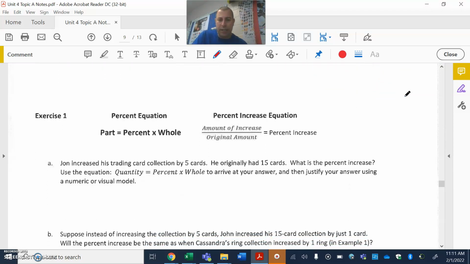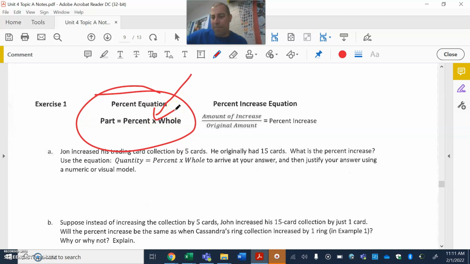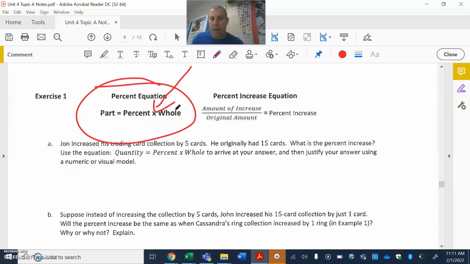Hey, look at this. There's our percent equation that we've been using here. Boo to that X for the multiplication symbol. That's not something that we like. But they talk about the amount of the increase. Again, the change, because if it increases, it's a positive, and if it decreases, it's negative, but it's still the change that we are looking at.